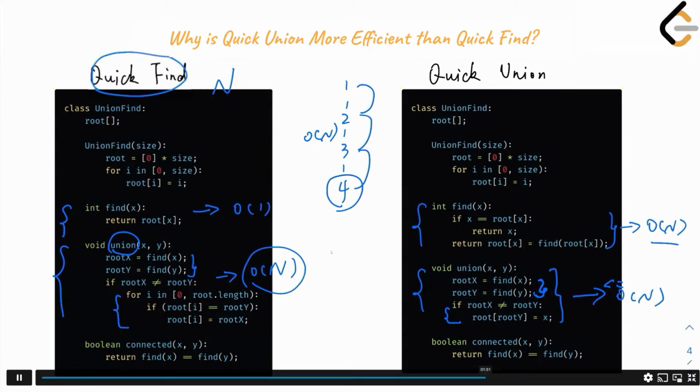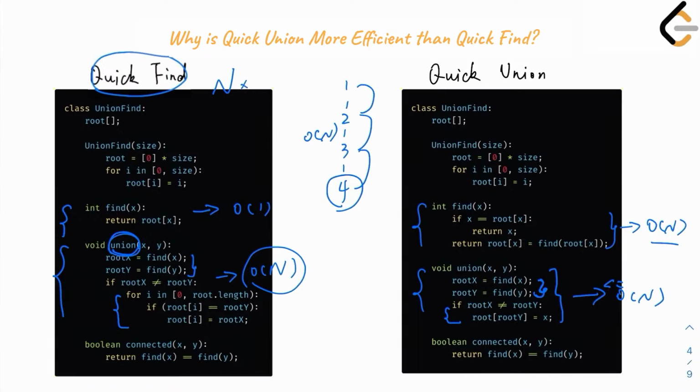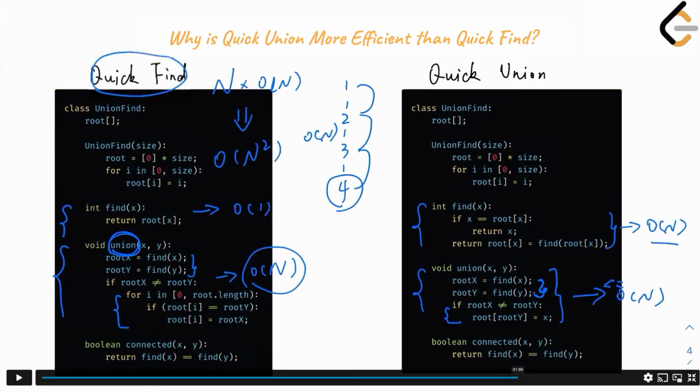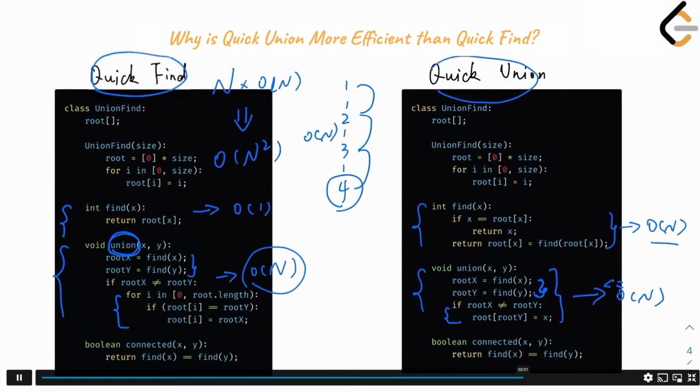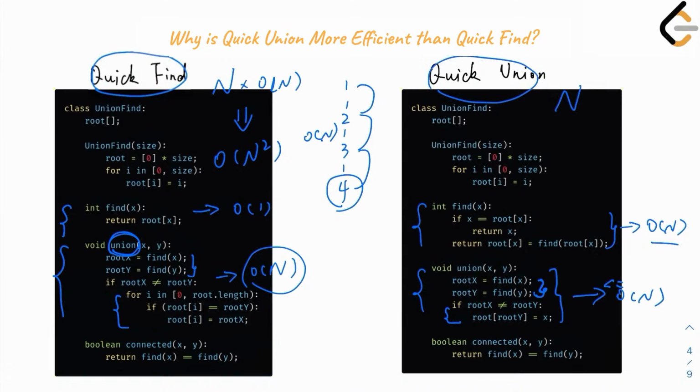Since each union operation calls the find method, each union will take O of n time, so its overall time complexity must be O of n squared. Okay, got it. O of n squared, yep. But for quick union, to connect n elements, the worst case runtime for each union is O of n. So overall, the time complexity is less than O of n squared. Yeah. So this is why quick union is more efficient than quick find, because only in the worst case is it O of n squared in time complexity.